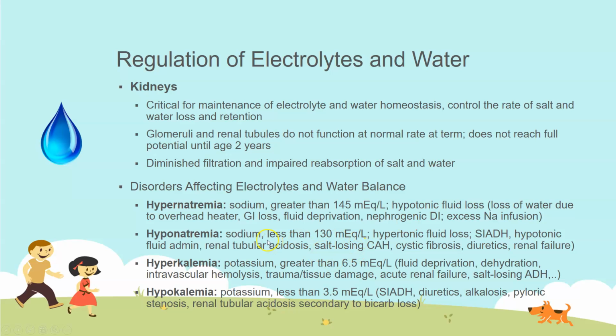And hyponatremia, sodium less than 130 milliequivalents per liter. The causes are hypertonic fluid loss, syndrome of inappropriate antidiuretic hormone secretion, hypertonic fluid administration, renal tubular acidosis, salt-losing congenital adrenal hyperplasia, cystic fibrosis, diuretics, and renal failure.